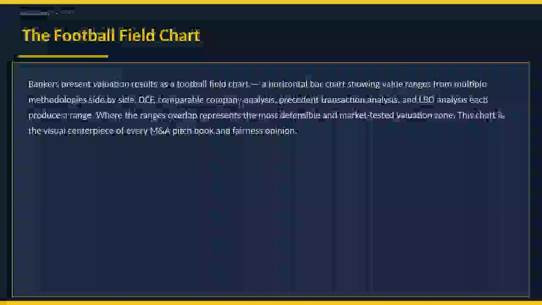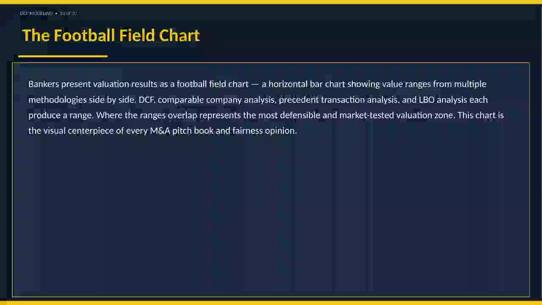Bankers present valuation results as a football field chart, a horizontal bar chart showing value ranges from multiple methodologies side by side. DCF, comparable company analysis, precedent transaction analysis, and LBO analysis each produce a range. Where the ranges overlap represents the most defensible and market-tested valuation zone. This chart is the visual centerpiece of every M&A pitch book and fairness opinion.